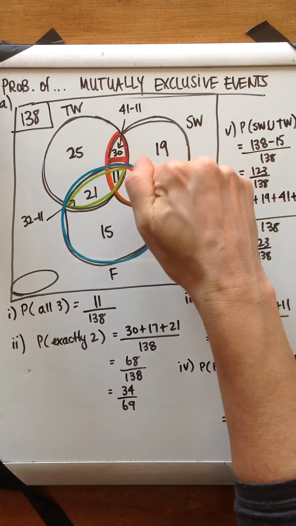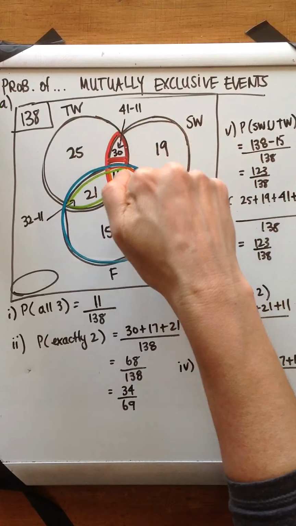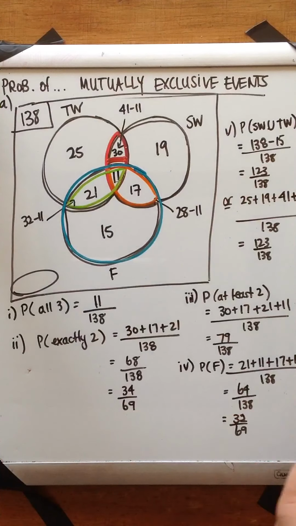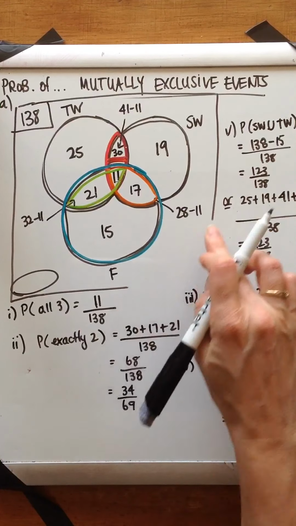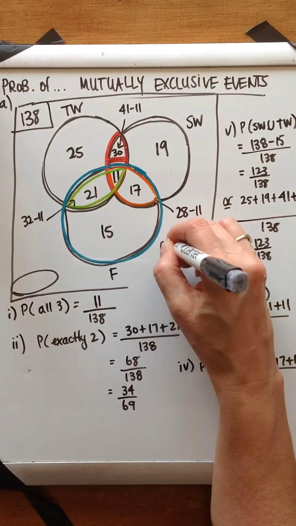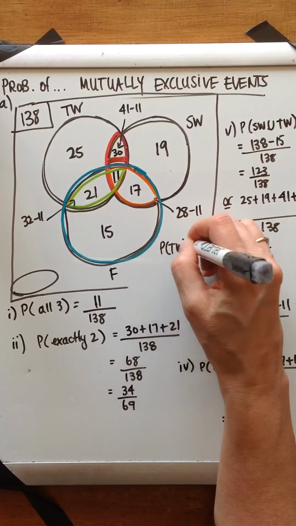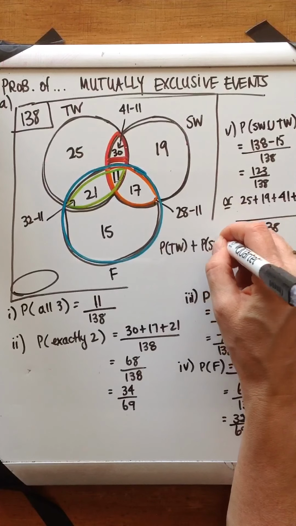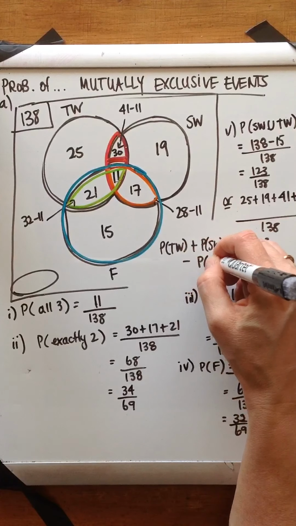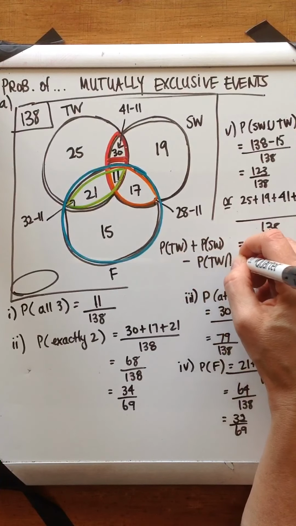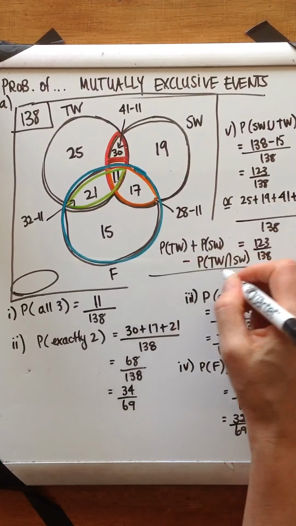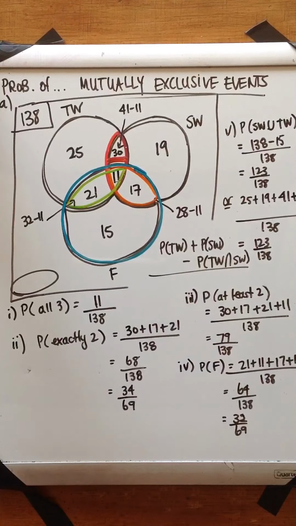Depending on the question, if you did not know these individual numbers, but you knew the values for the entire circle, you could use, like we did in the previous example, the probability for Teen World plus the probability for Star Watch minus where they intersect, which we know is 41, okay, out of your total.